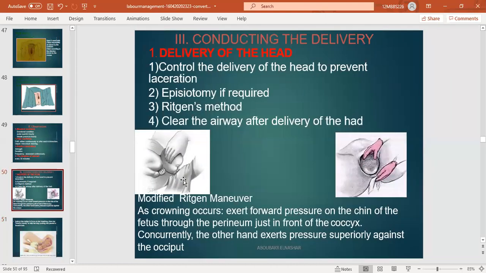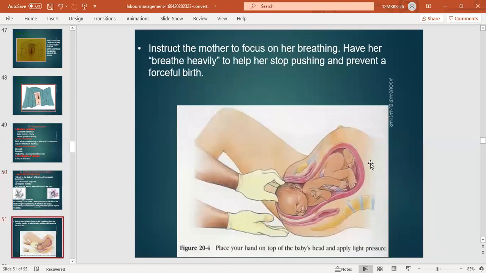Look at this. This is the way to deliver the fetus. The fetus is delivered in extension, so there is a chance of tearing. You put your hand on the occiput, and when the baby is delivered by extension, you do a slight flexion, pushing the baby in the downward direction, so there are the least chances of tearing.